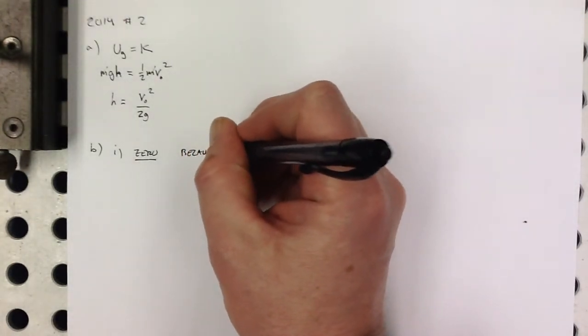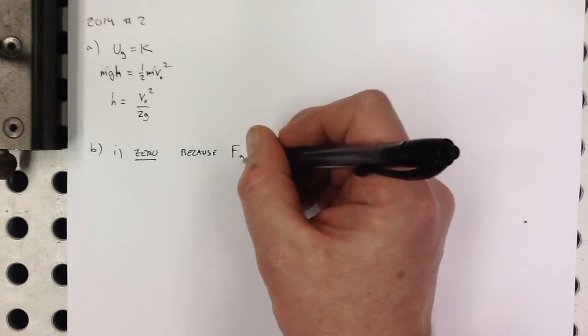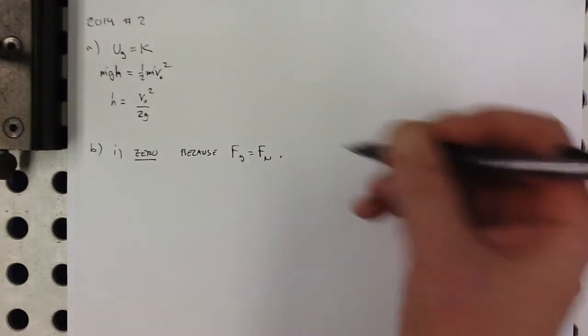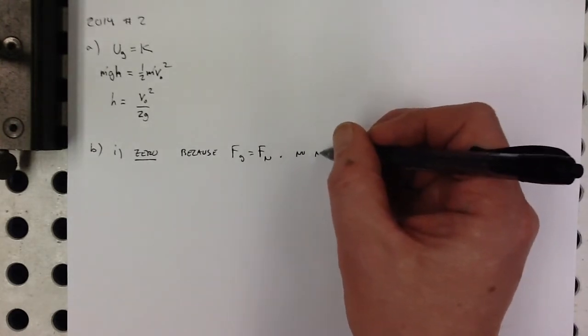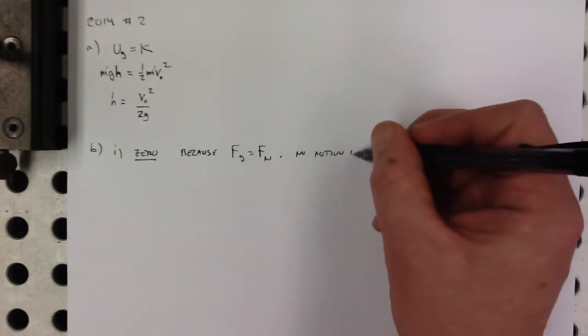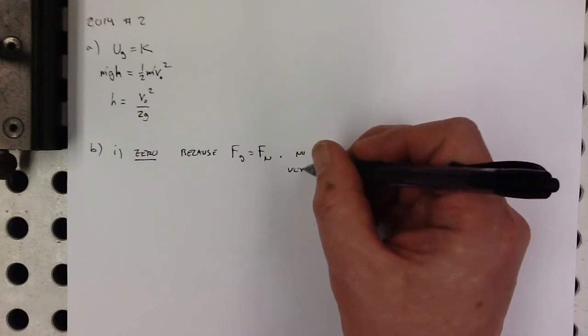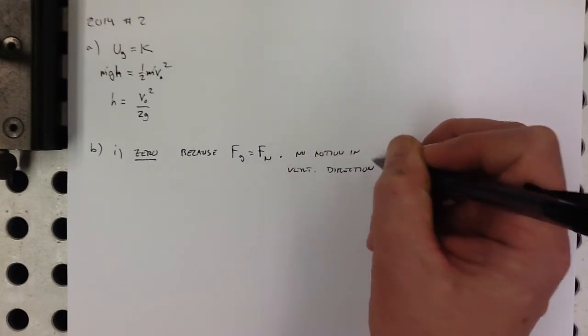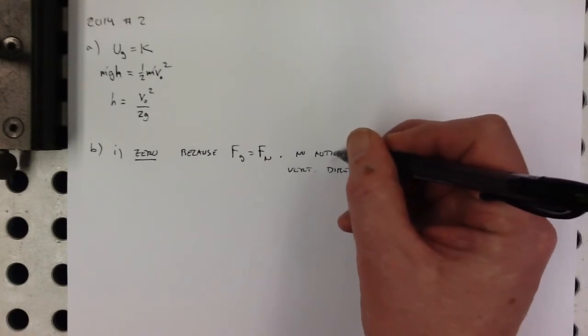there's different ways you could say this. You could say that gravitational force is equal to the normal force. You could say that there's no motion in the vertical direction. Something like that. Nothing is happening in that direction.